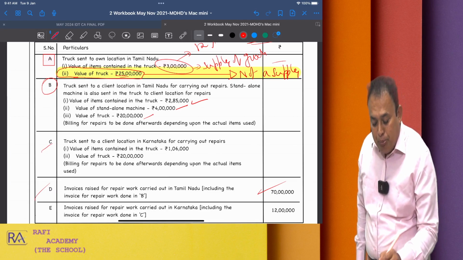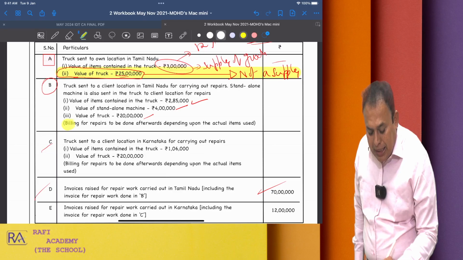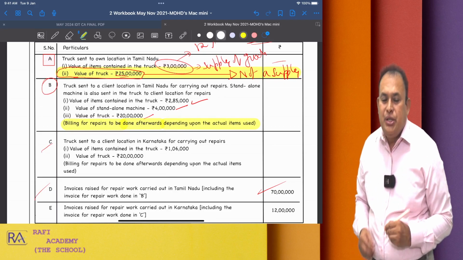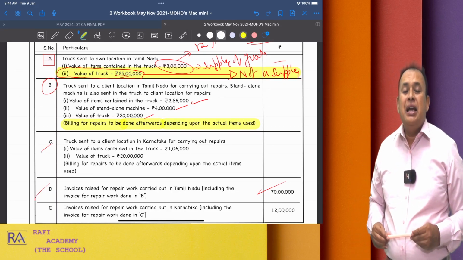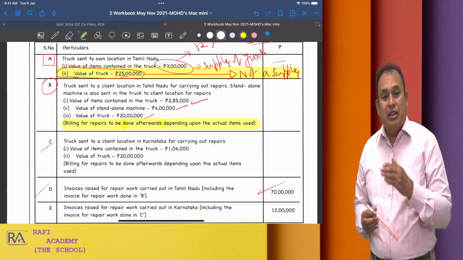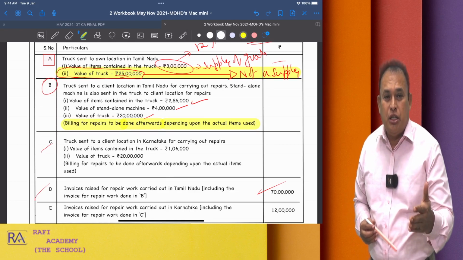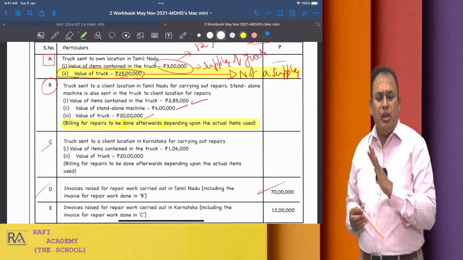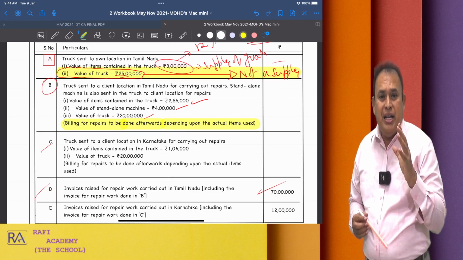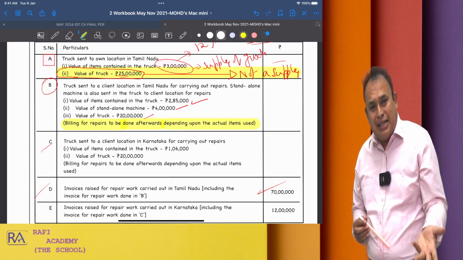They said a very important key point here. Billing for repair to be done afterwards depending upon the actual items used. Meaning thereby, when the goods are sent to the client location by the Tamil Nadu branch, we cannot determine the value of supply unless the work is completed at the client place.